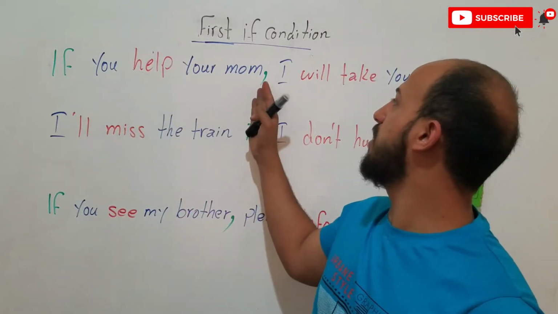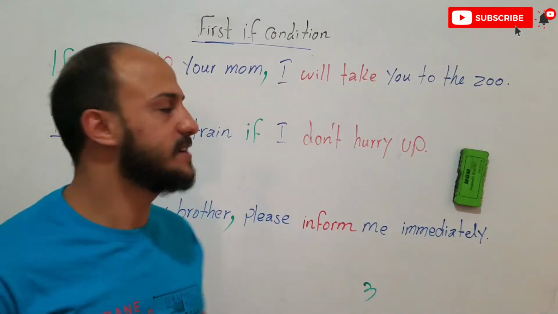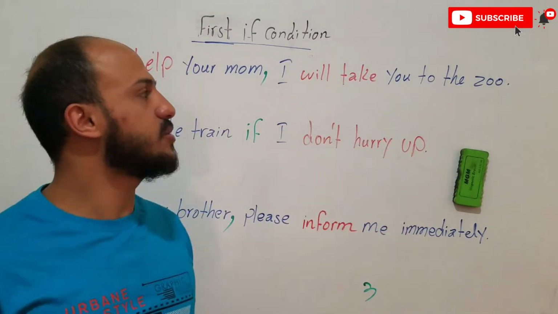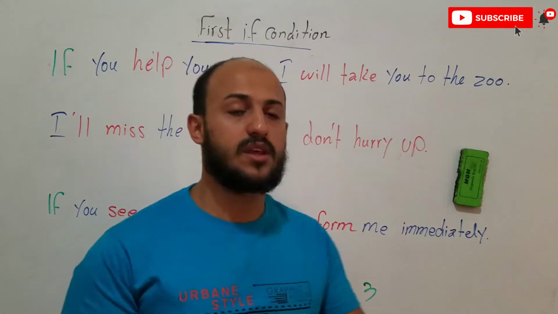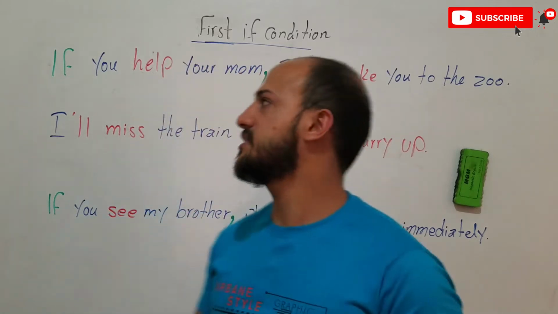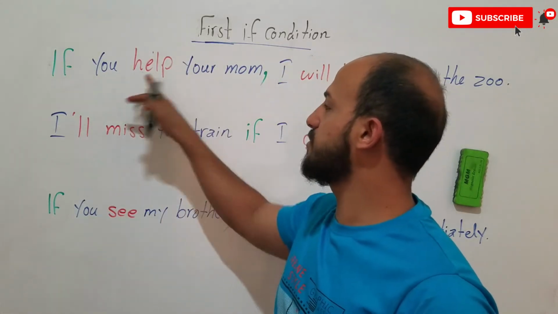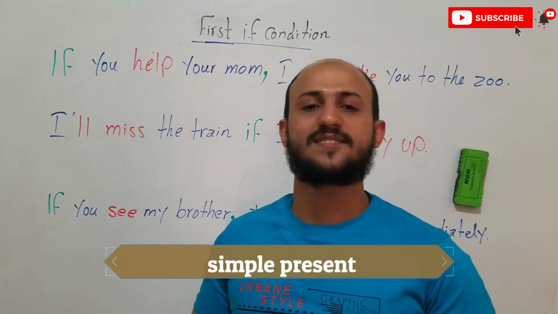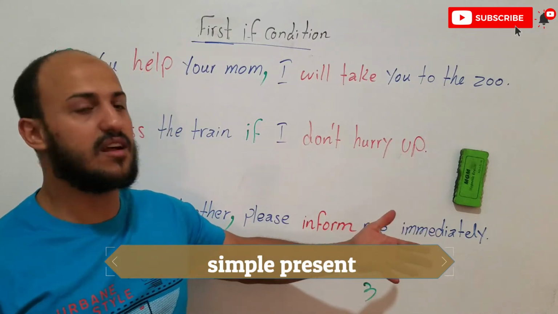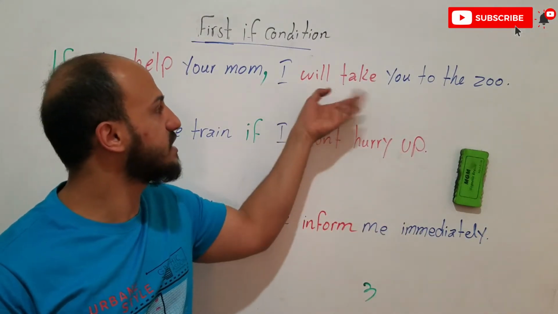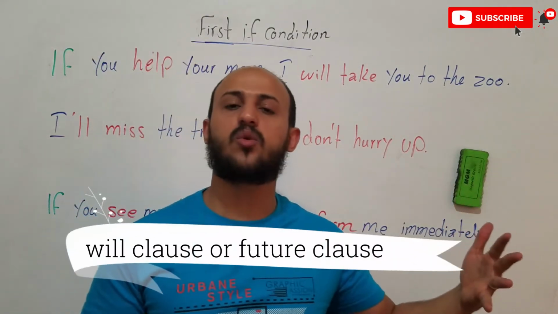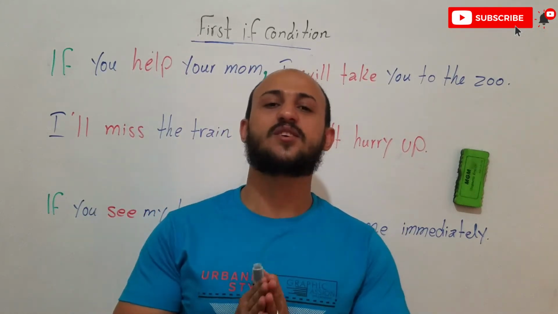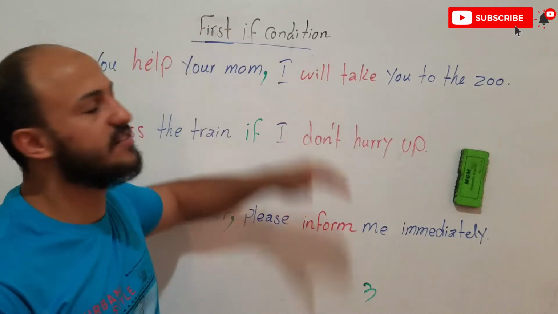If you help your mom, I will take you to the zoo. Alright, so in this case, as we notice, guys, here we used "if you help your mother." What is this tense? It is simple present. Okay, so the second clause, "I will take you," is the will clause or future clause.